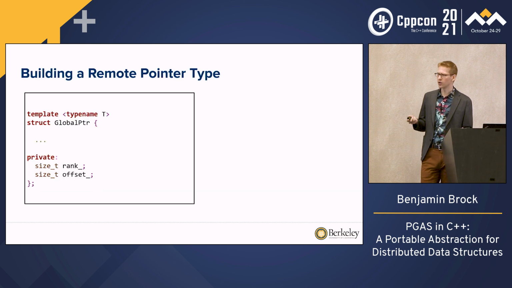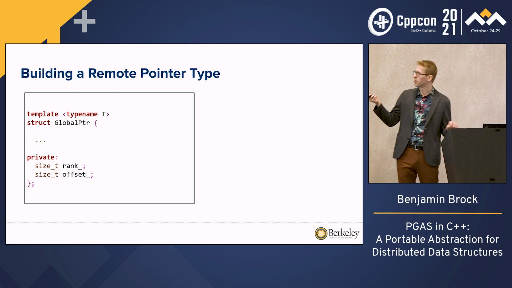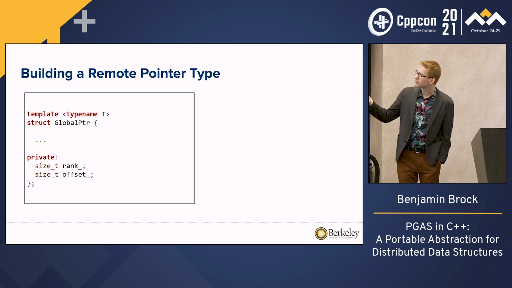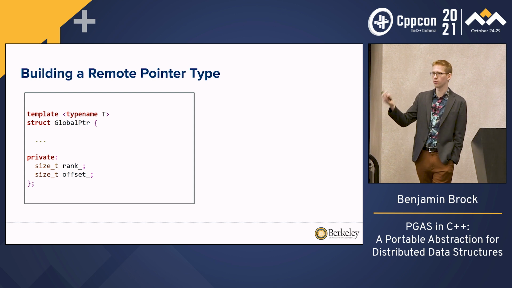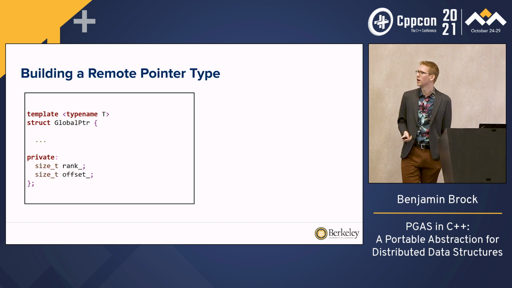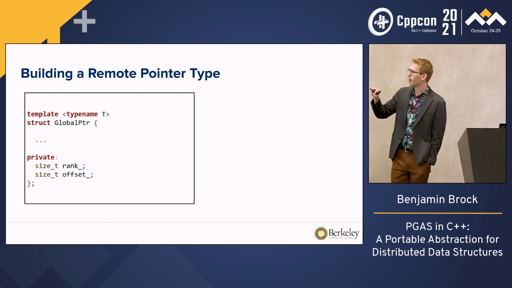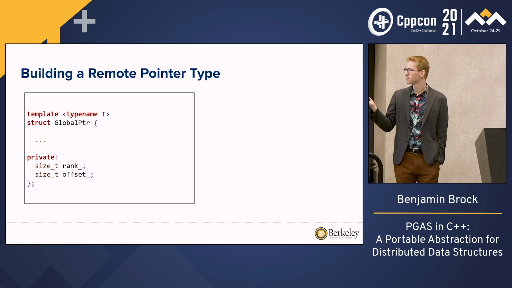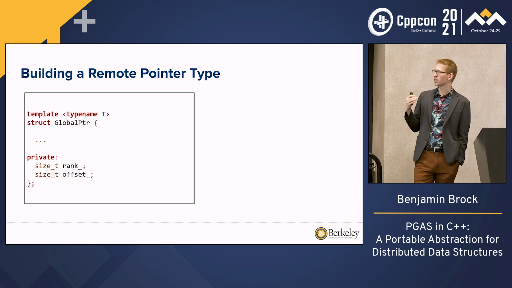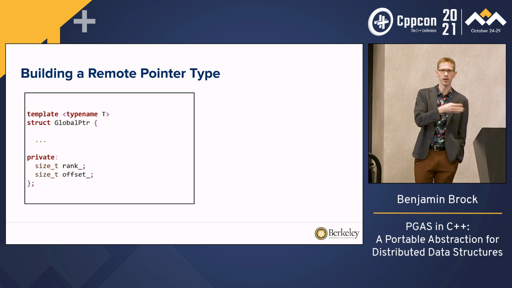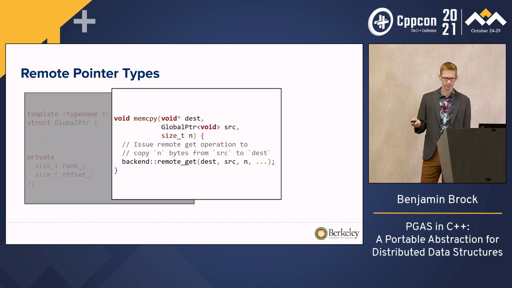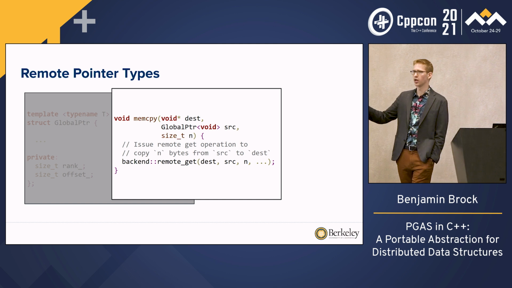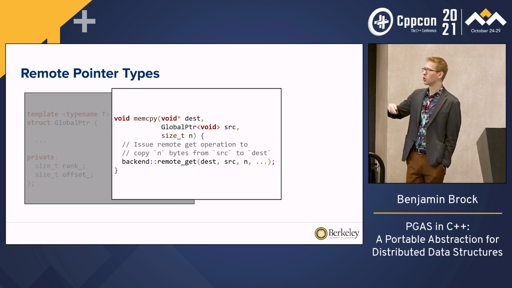So let's take a look at what this could look like if we implement it. So here we have a struct, right? And it has a template type T. So it's going to be a pointer that's pointing at some elements of some type. And it has two things associated with it. First is a rank, which is a process ID within all the processes in your program. And the second is an offset, which is the offset within that process's shared memory segment that we're actually referencing. So we can then implement methods which will perform remote communication using these pointers.